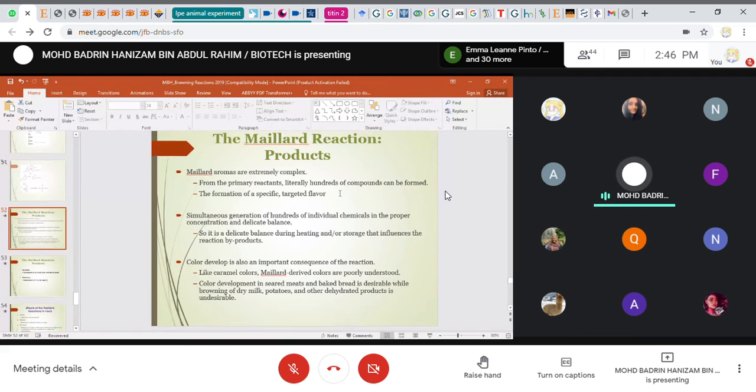Color development in seared meat, for example, and baked bread is desirable. But if you have color development in milk, it's undesirable. You don't want your milk to have browning. That is why you put your milk in the fridge at a low temperature, in order to slow down or prevent the browning.